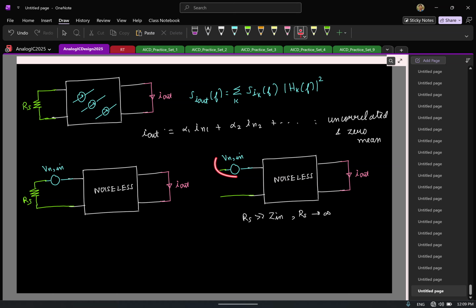Now it appears as though this noise voltage will not result in any noise current, but that's obviously not the case, because even if I make Rs infinity, the noisy elements in the network will generate noise. So which means the voltage source alone was not sufficient to capture the noise in this network. So that prompted us to introduce an additional element, which was the noise current source. So this is what we call the input referred noise current. Right? So here I'll have an additional input referred noise current.